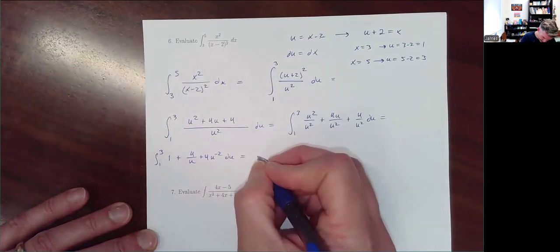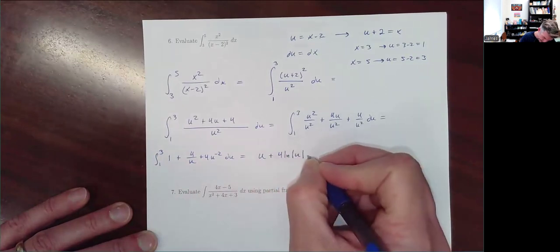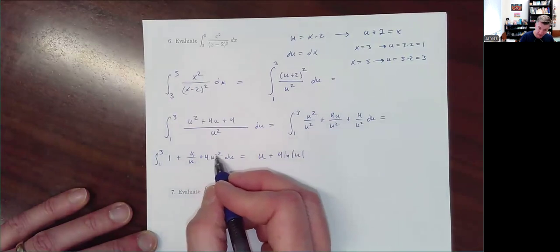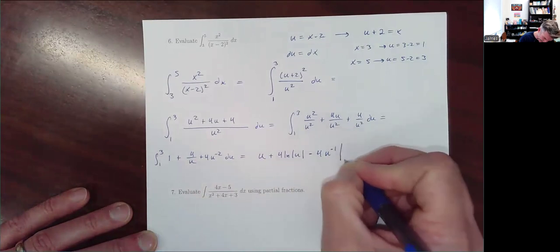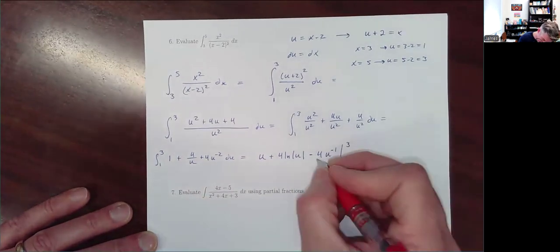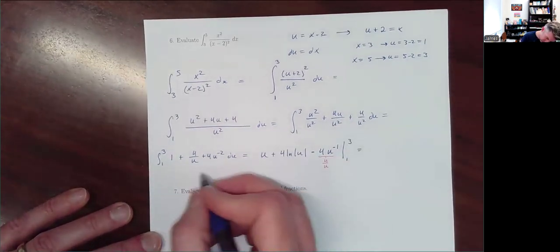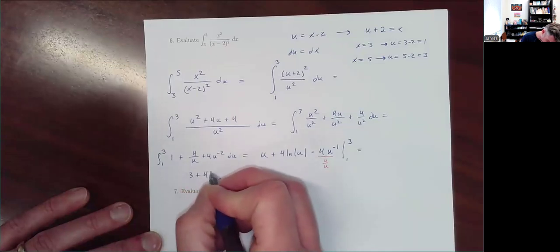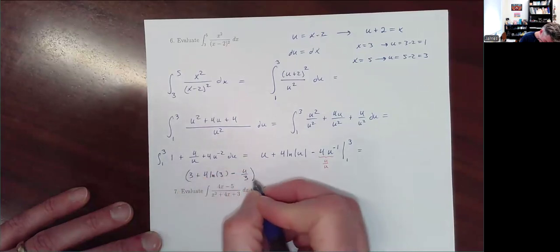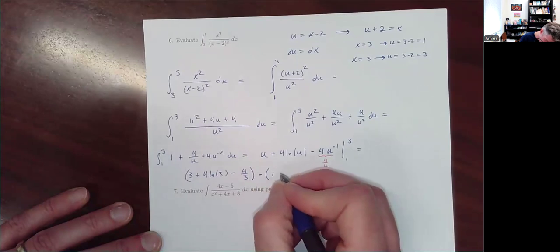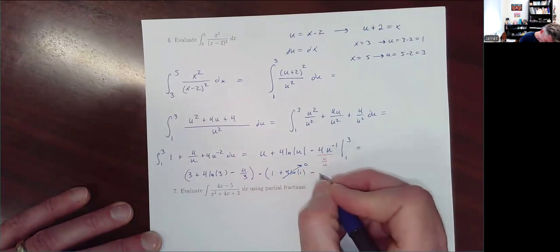We integrate, we get u plus 4 times the natural log of the absolute value of u. Here we're going to get 4 times u to the negative 1 divided by negative 1, so that's going to be minus 4 times u to the negative 1, all from 1 to 3. I would rather think of this as 4 over u. Plugging in, let's see what I get. I get 3 plus 4 times natural log of 3 minus 4 over 3, minus, when I plug in 1, I get 1 plus 4 natural log of 1. Natural log of 1 is 0, minus 4 over 1, which is 4.